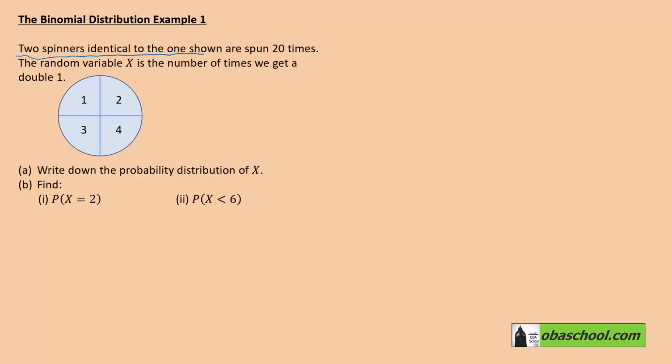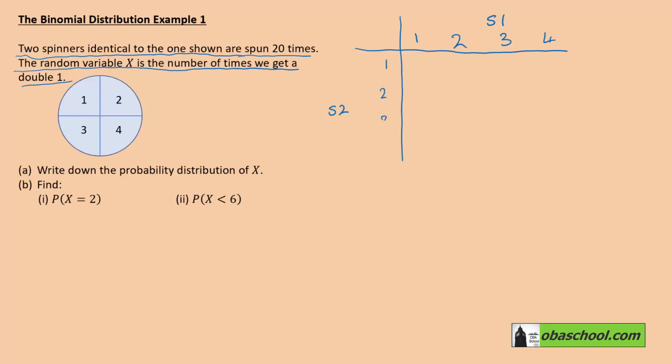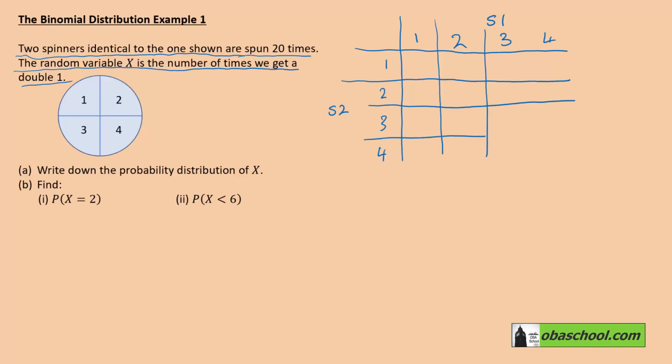Two spinners identical to the one shown are spun 20 times. The random variable x is the number of times we get a double one. So if we think about spinner 1 and spinner 2, both are numbered 1 to 4. So we consider the grid. There are 16 possible outcomes, one of which is the double one.